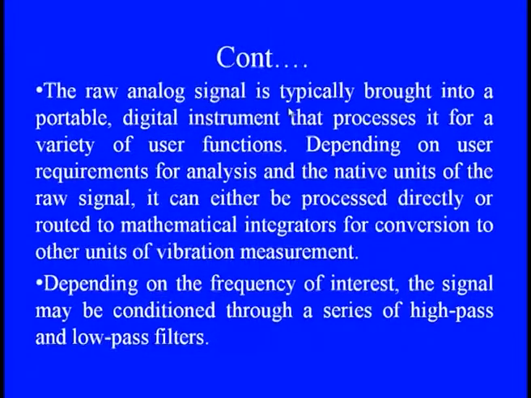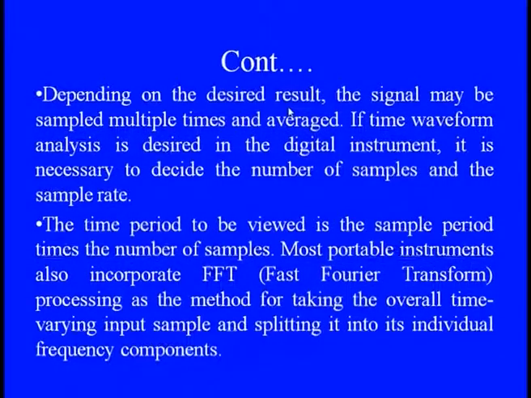And depending on the frequency of interest, the signal may be conditioned through a series of high pass or low pass filters. When we are interested in the low frequency analysis, we put in low pass filters, and when we are interested in the high frequency ranges, high pass filters are used. I mean to say that depending on what exactly we are looking for, when we are looking for high pass, the high frequencies pass through, and when we are looking for low pass, the low frequencies go through. So, depending on the desired result, the signal may be sampled multiple times and averaged out.